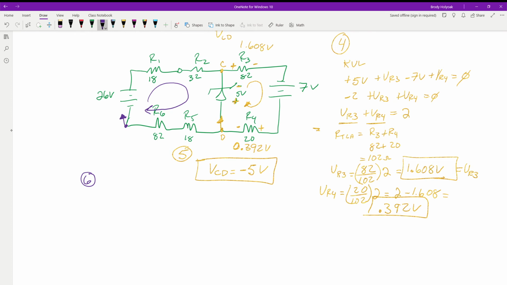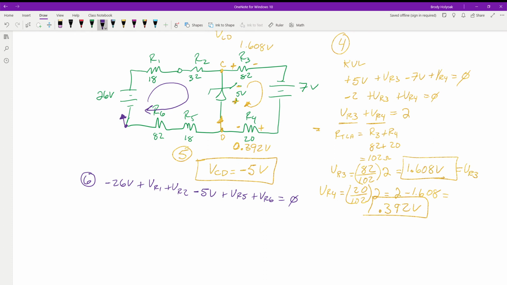So again, I'm going to pick a point and go through my loop, and it doesn't really matter which direction we go. So I'm going to have a negative 26 volts plus my VR1 plus my VR2 minus 5 volts for my diode plus my VR5 plus VR6, and then all that has to be equal to 0. So here's where it gets a little bit confusing, because we're going to basically solve looking at everything, but 2 of the values we're not going to solve for because we don't care about them. We're just looking at their relationships to everything.